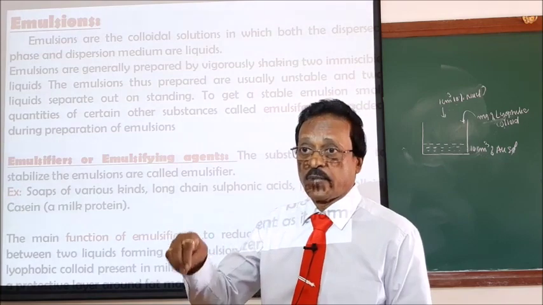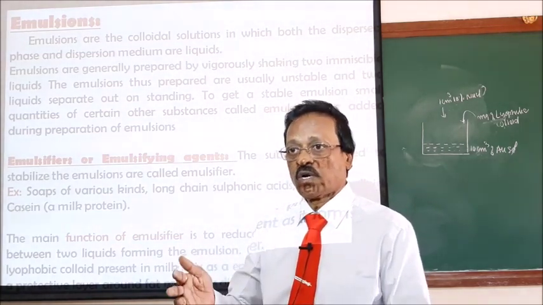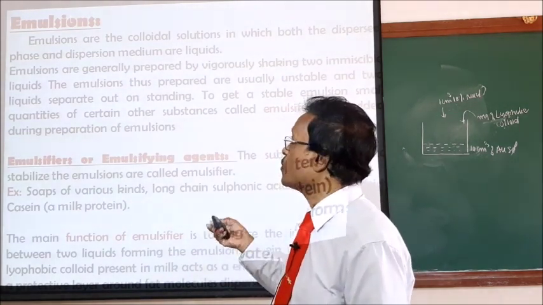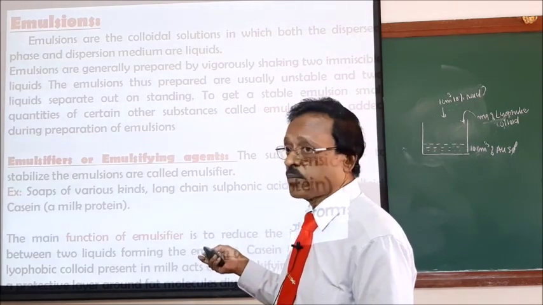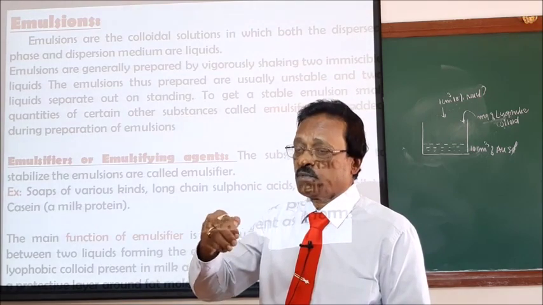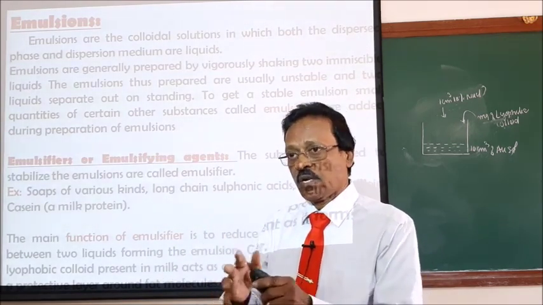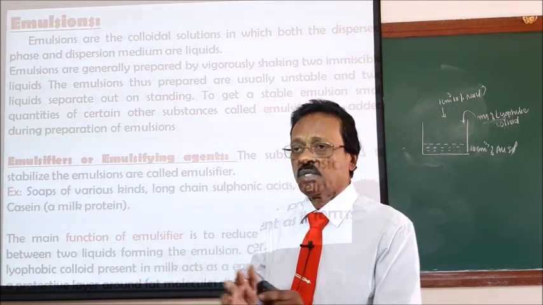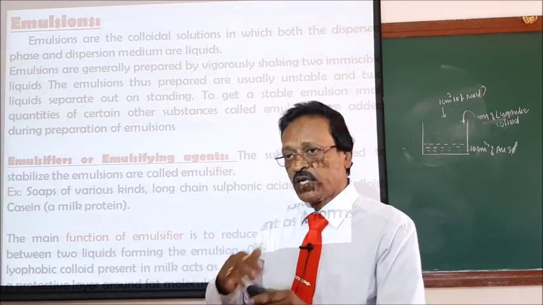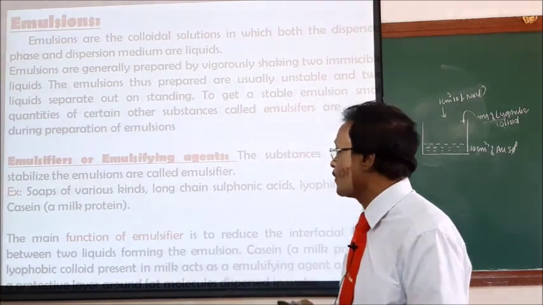Casein is present in the milk. That prevents the separation of liquid fat particles and the water. Therefore, the milk is always stable. Similarly, most medical and pharmaceutical preparations have to be kept stable as emulsions. By adding a stabilizer, you can keep the emulsion stable, because we are mixing two liquids that are immiscible. They mix and get separated, so they should not get separated. You have to put in the emulsifier. That emulsifier reduces the interfacial tension between the two immiscible liquids, and thereby separation can be prevented.